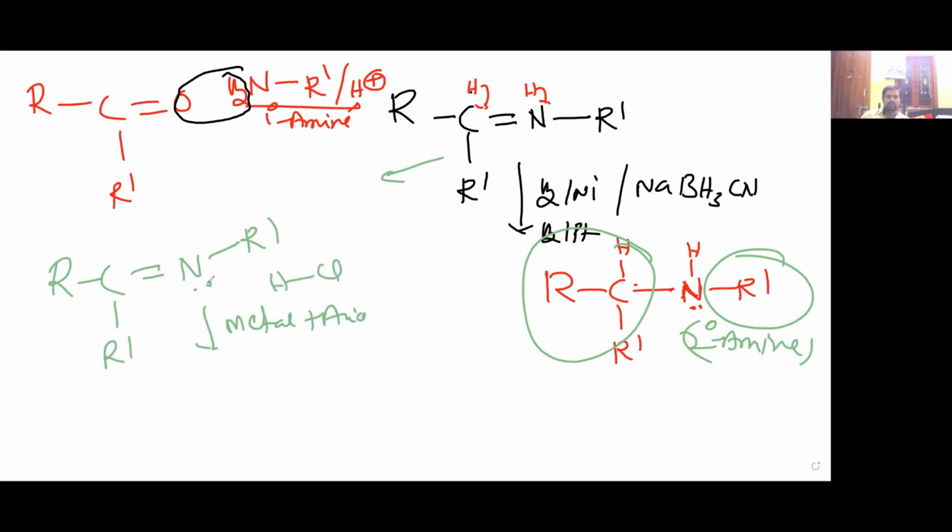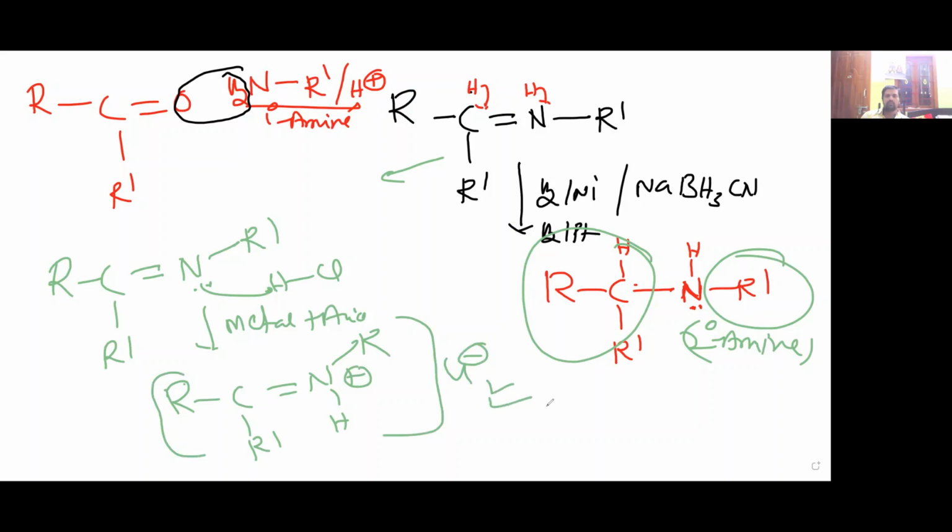Acid means like HCl, it gets protonated. You cannot get secondary amine. It gets protonated: R, C, R dash, double bond, R, NH, R plus and Cl minus. You are getting this product, but you are not going to get secondary amine. So all these are most important, beautiful reactions.